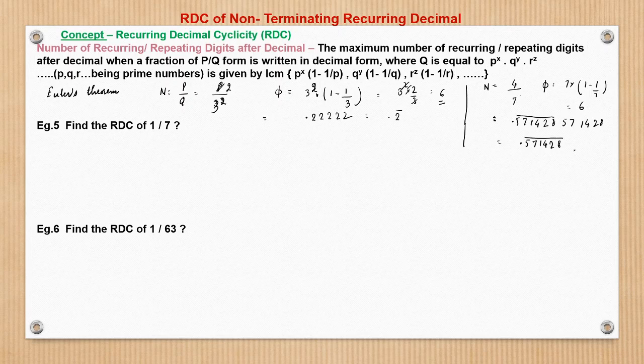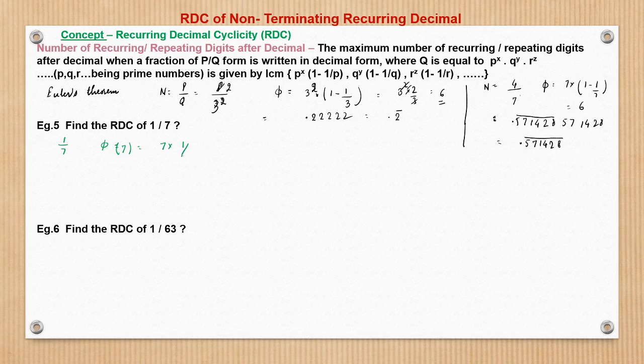We'll solve some more illustrations to get over this concept. So now see, the question is: find the RDC, the recurring decimal cyclicity, of 1 by 7. So what is it? 1 divided by 7 is nothing but, first of all, from Euler's we can say, what is Euler of 7?